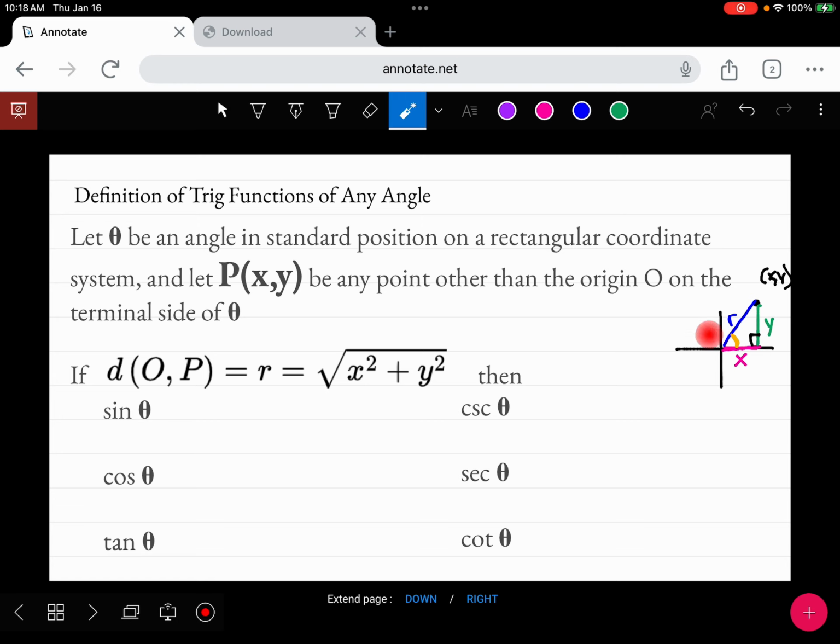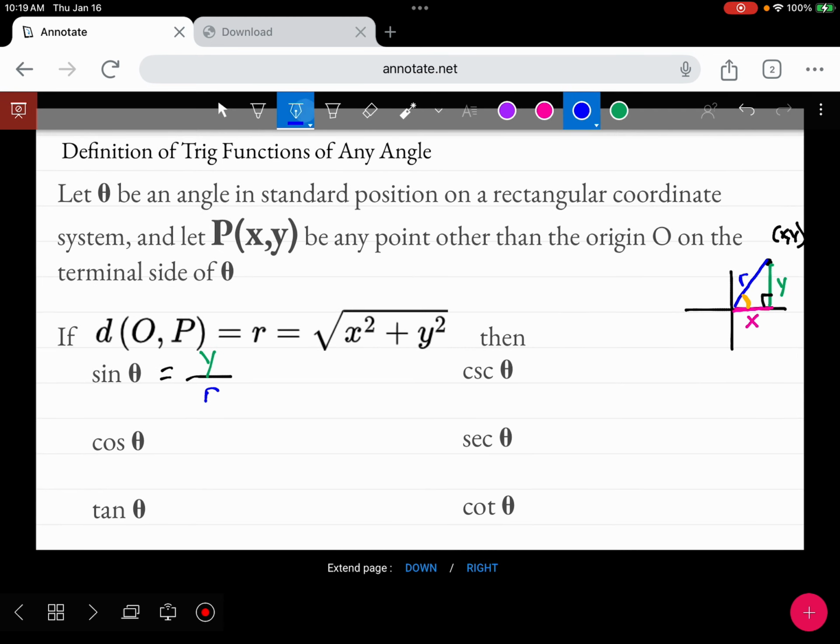So if we're looking at something like this and we're trying to find our trig functions given this ordered pair, we are still doing the exact same thing. Looking at this angle, we're going to get our sine, opposite over hypotenuse. So we can write the sine of an angle, when we're given an ordered pair, as y over r. It's opposite over hypotenuse. So it's the y value of my ordered pair over that distance.